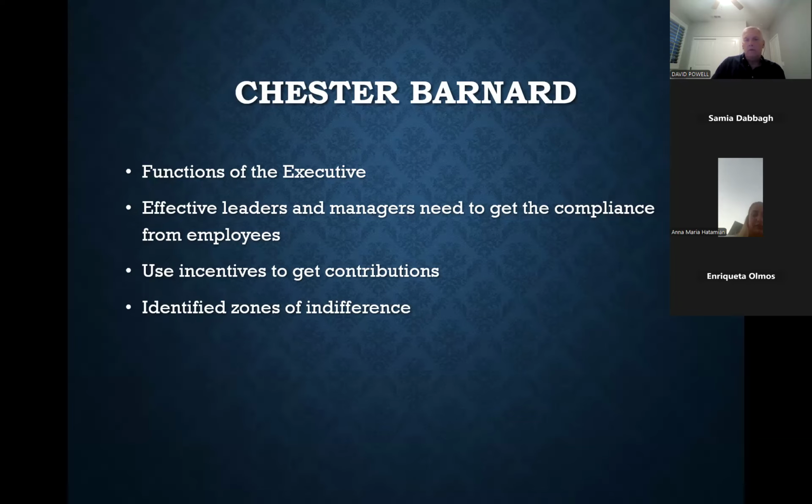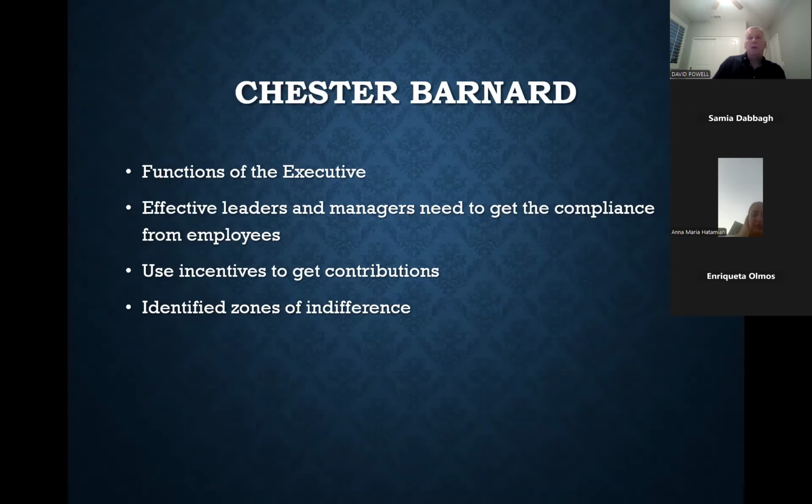Barnard really did view this relationship between managers and their employees as a transactional relationship. He was very much a transactional leadership theorist. He said, in order to get contributions from our employees, we have to provide them with the right selective incentives that they value. And if we provide them with the right selective incentives, those incentives will then induce them to provide the contributions that we need.